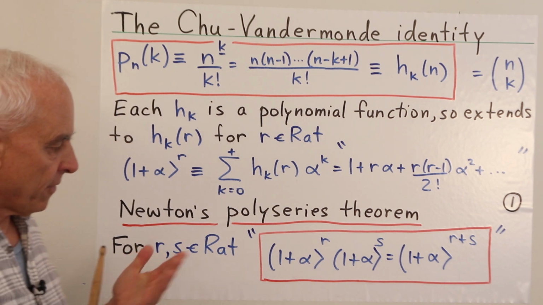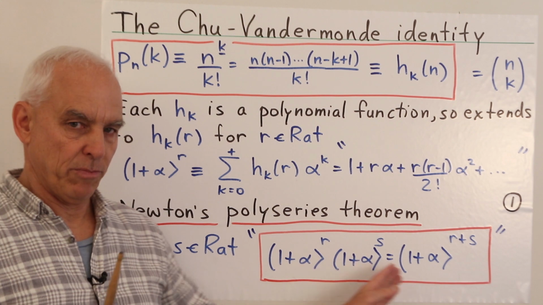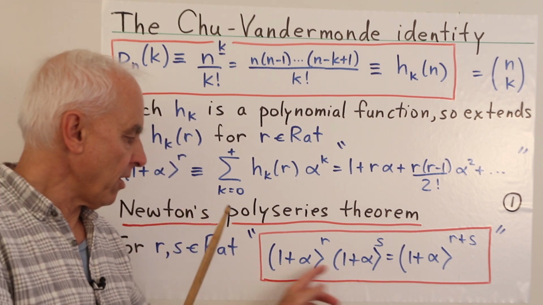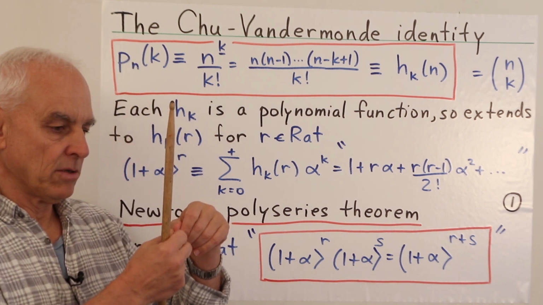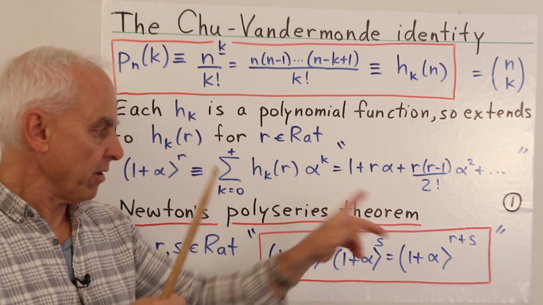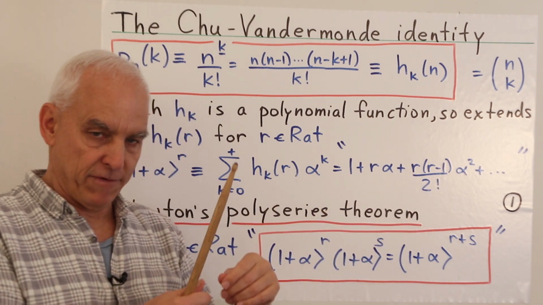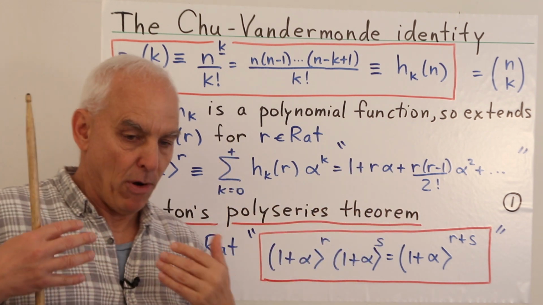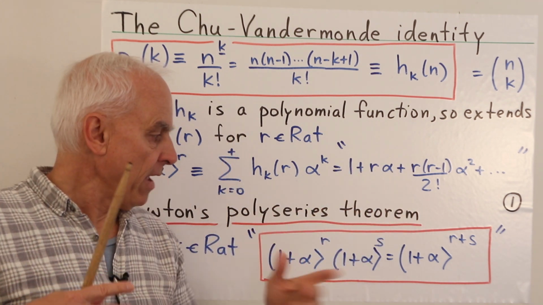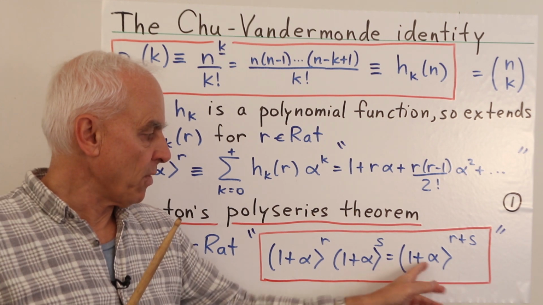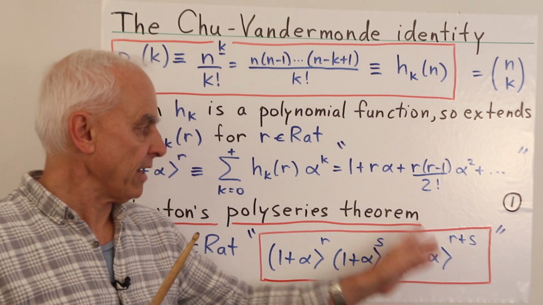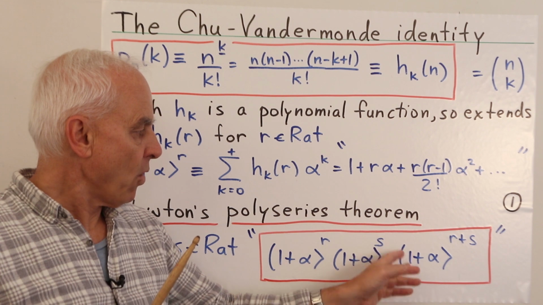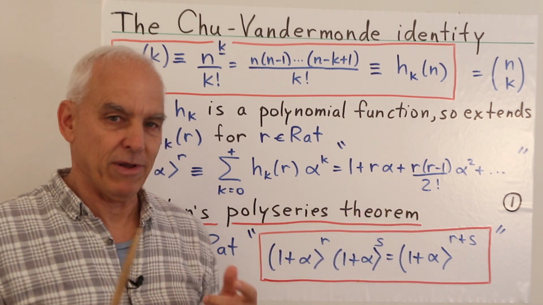Now, first of all, how should we interpret this? We have here two of these Polyseries. They keep on going. They're the polynomials in alpha, if we read it out like this, but they just keep on going. We're proposing to multiply them together and to compare the result with another one, something like that, where now the r is replaced with r plus s.